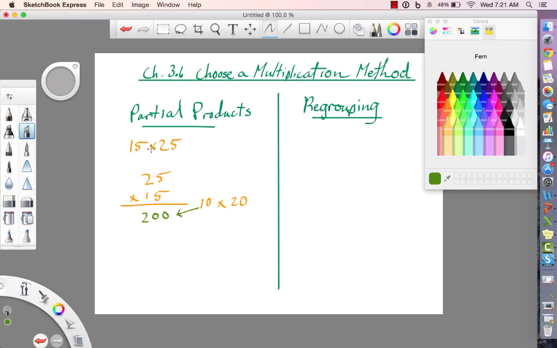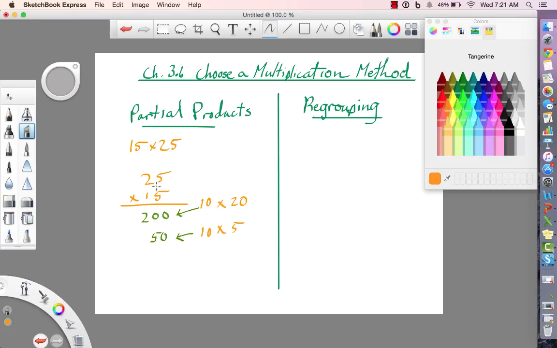The next one, so this first one we just multiply the tens by the tens. The second one we multiply the tens times the fives. So that ends up being 10 times 5, because this is not 50, this is just 5. So then it's 10 times 5 is 50. And that's our second one.